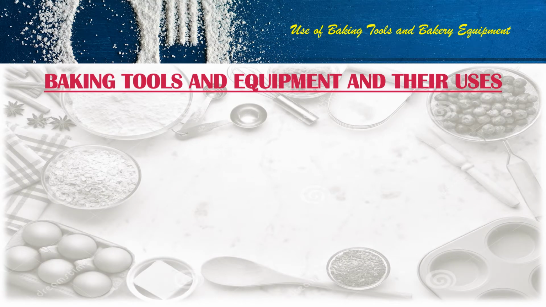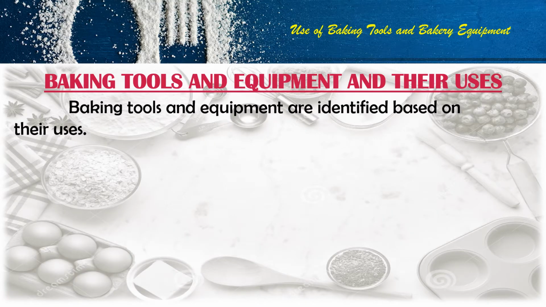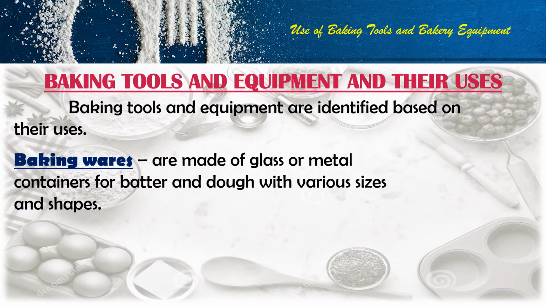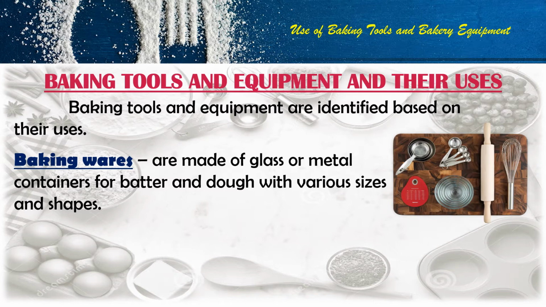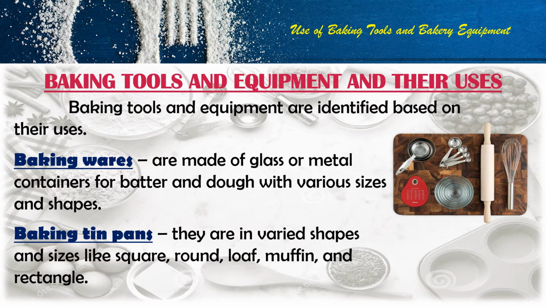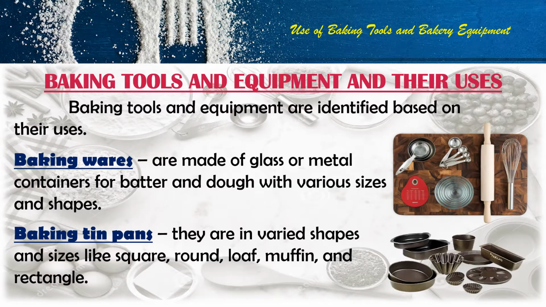Baking tools and equipment and their uses. Baking tools and equipment are identified based on their uses. So the first tool that we have is the baking wares. Baking wares are made of glass or metal containers for butter and dough with various sizes and shapes. The next one is we have the baking tin pans. They are in varied shapes and sizes like square, round, loaf, muffin, and rectangle. So these are some examples of our baking tin pans.